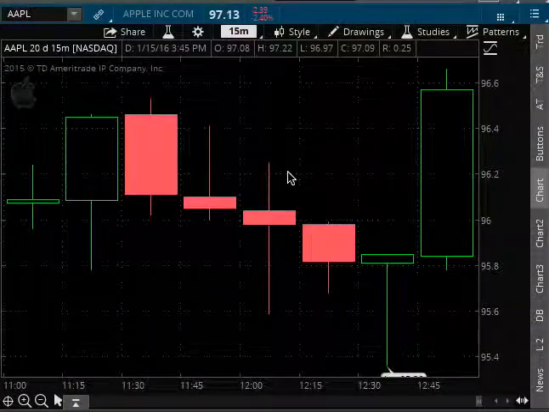All right, these are candlesticks, and this is a chart. These are the charts that you're going to look at when you pull up any stock chart. Now, each of these candlesticks represents a time frame. Right now, we're looking at the 15-minute chart.